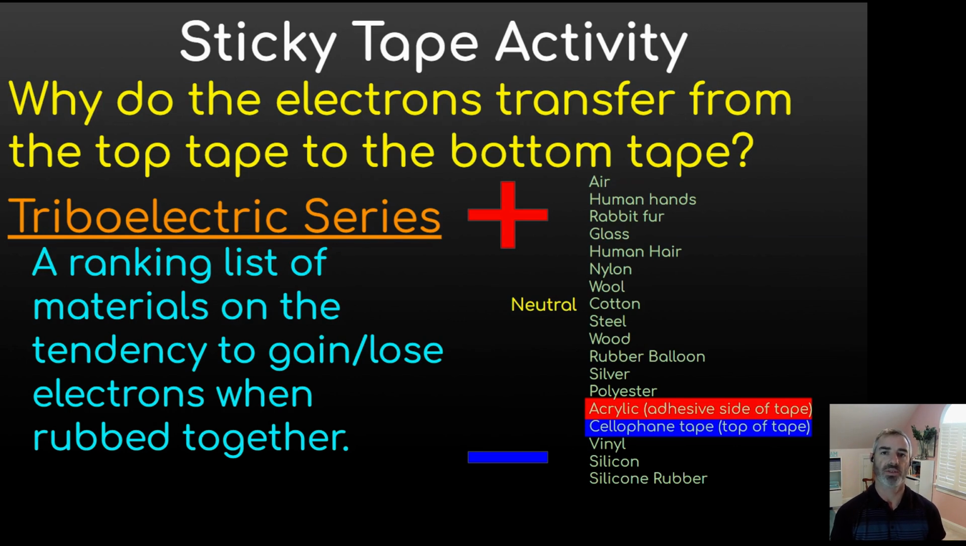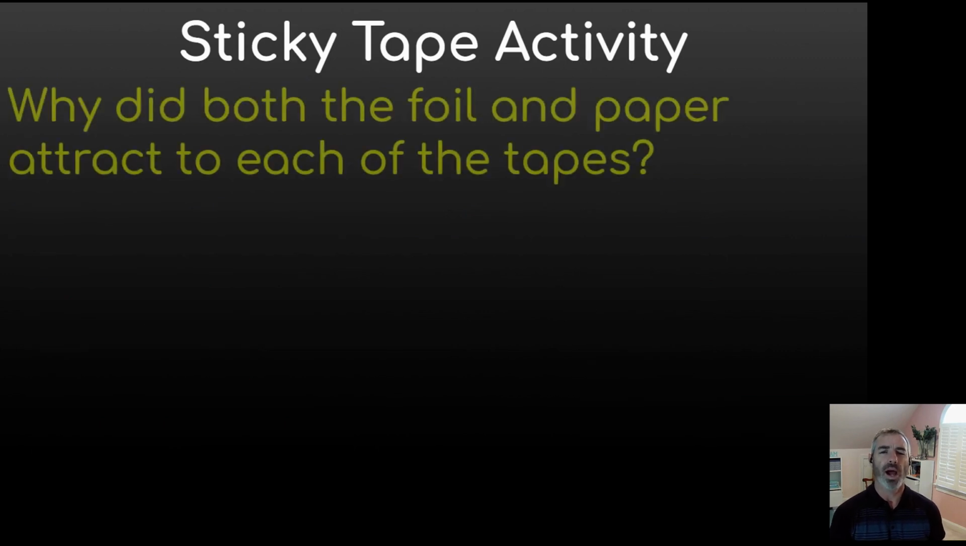So the sticky side was on top of the cellophane from the top to the bottom. So that's why the top becomes positively charged and the bottom becomes negatively charged, gaining those electrons. So let's answer the question: why did the foil and paper attract both of the tapes?